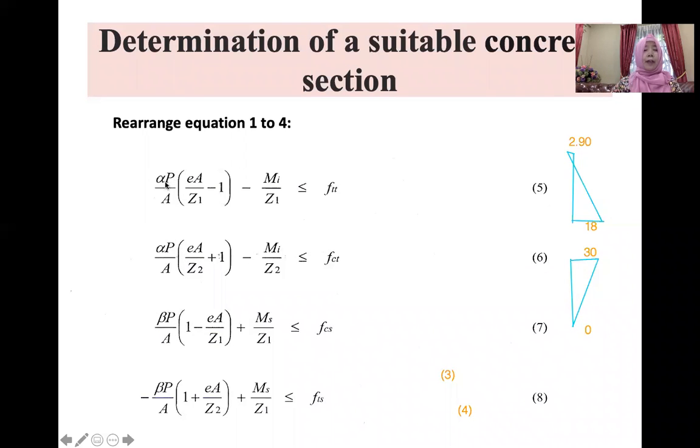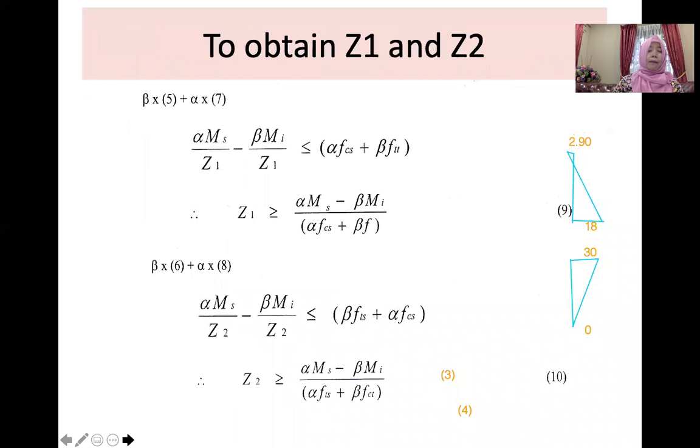The value of phi, alpha, P, E are already known. Only Z is unknown. The next step, we want to get the value of Z1. Therefore, we need to multiply equation 5 by beta and equation 7 by alpha. The objective is to eliminate Z2.